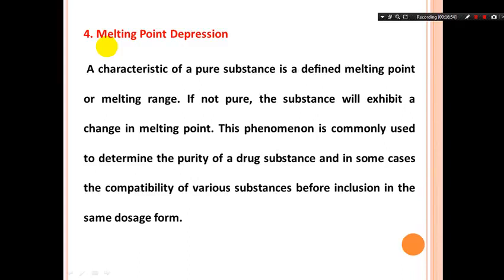The fourth study is related to the melting point of a drug. Each drug substance has a defined melting point.